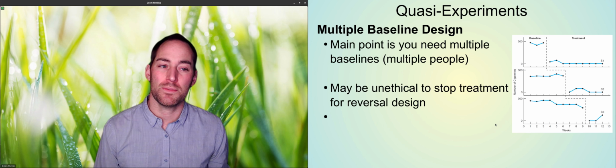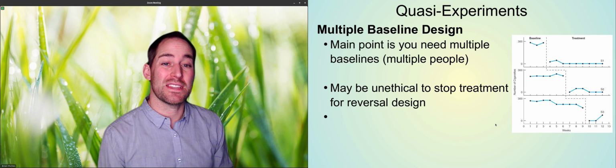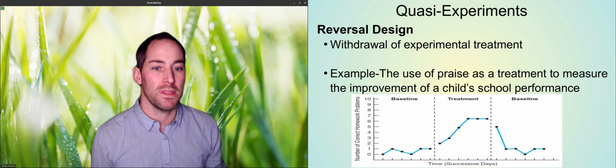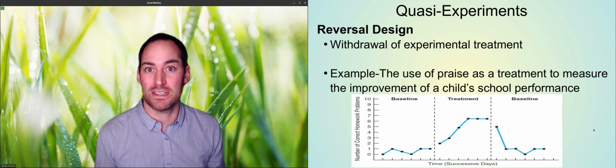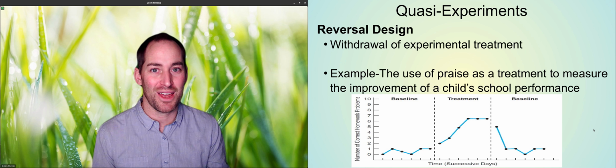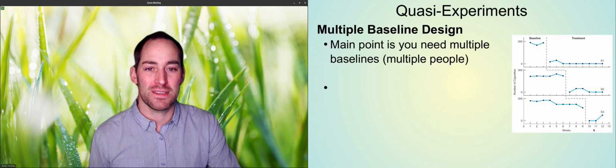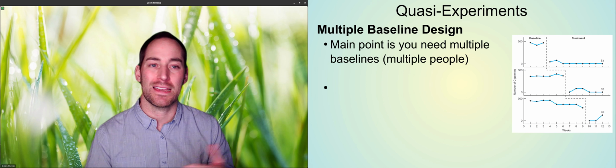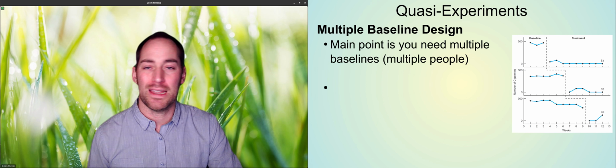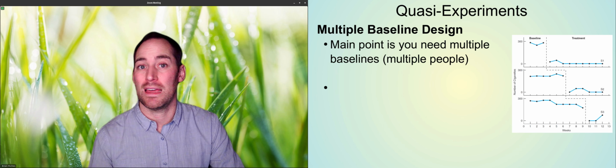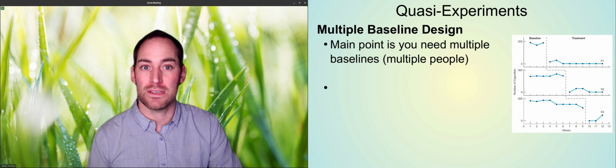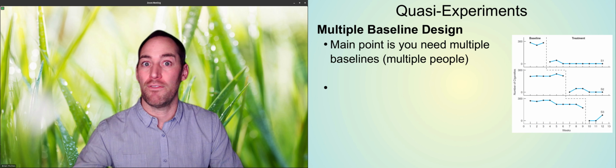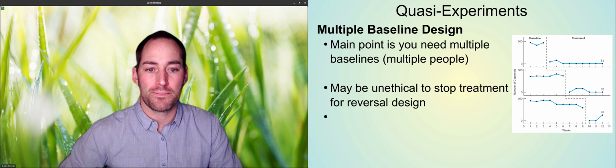So with this being said, you might do this if it's unethical to stop treatment for a reversal design. So let's say the treatment's something to save a person's life. You're not going to want to take that away, right? So if it's actually working, you don't want to remove it. So you can use multiple baseline, get a couple more people. And in some cases, you might have to do this when it's something like a really rare disease or something. You might have to do a quasi-experiment rather than a full placebo-type study.